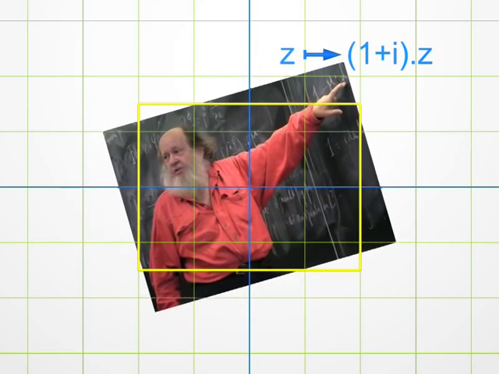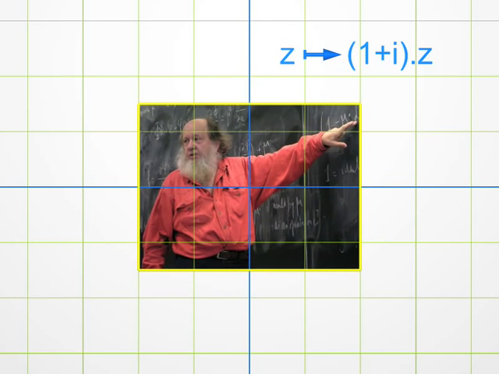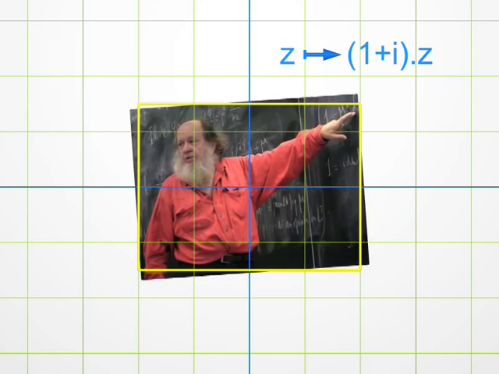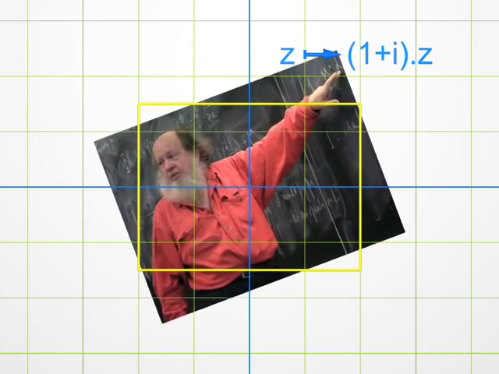In simple words, you have to combine a dilation and a rotation. This is called a similarity.